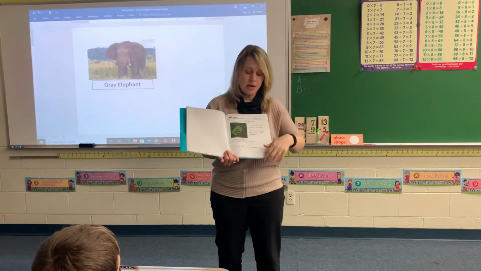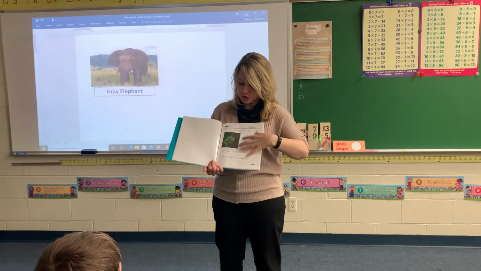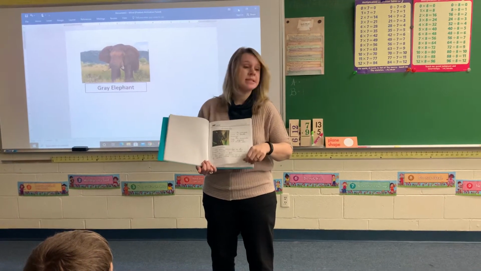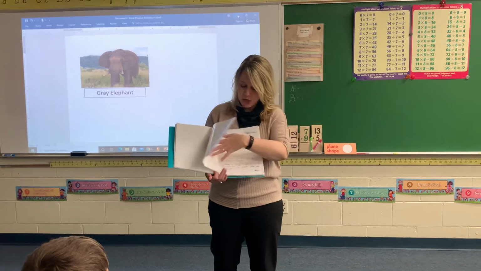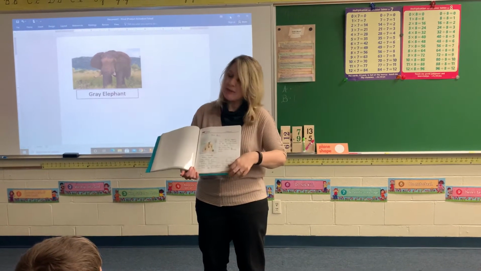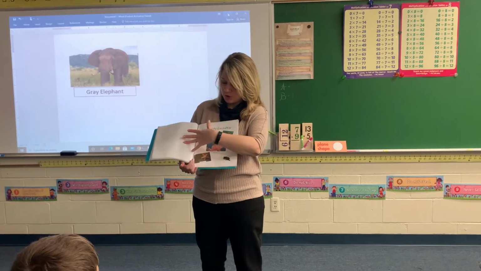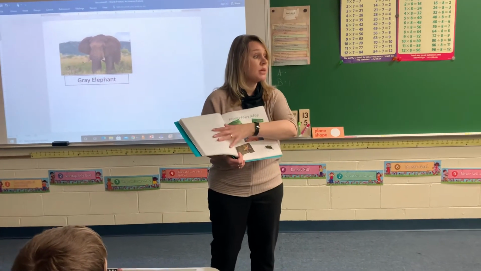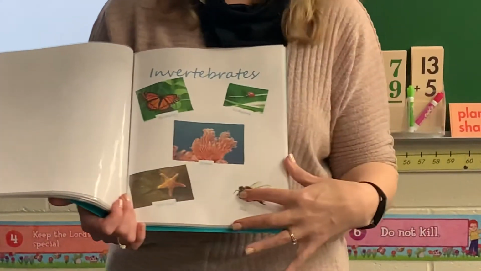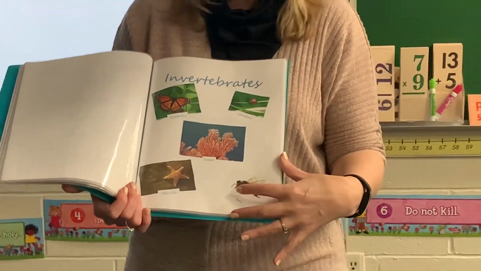That doesn't matter. And you'll be able to add the picture to your report. So you should have all of the vertebrates. That means they have a backbone. So amphibians, reptiles, fish, birds, and mammals should all be in the vertebrate section. That's the biggest part. Then you're going to do the invertebrate section. This is going to be a very small section of your notebook.